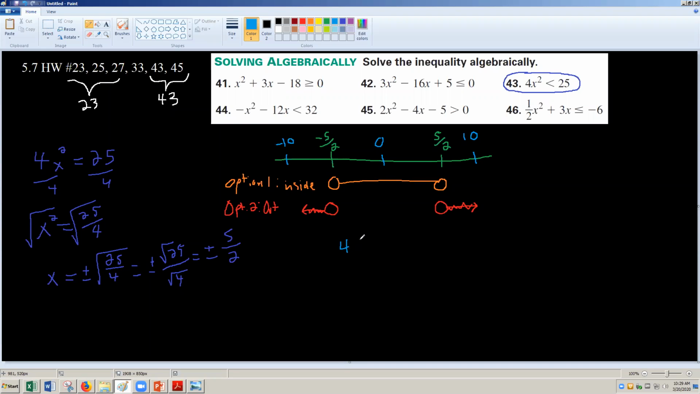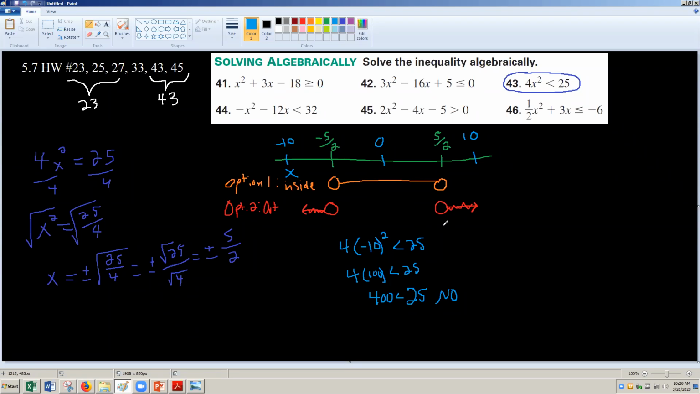So I'm going back to my equation. I'm saying 4 times negative 10 squared less than 25 is 4 times 100 less than 25. Last time I checked, 400 is not less than 25. So this one is a no. It does not work here.